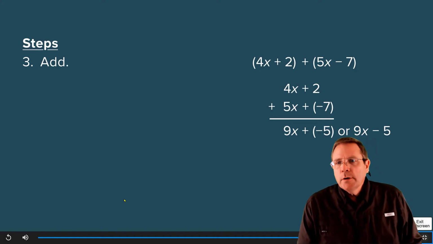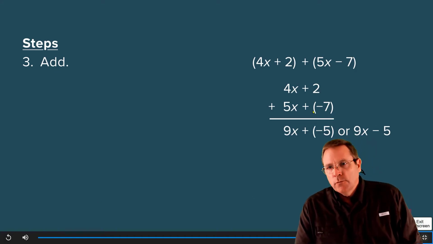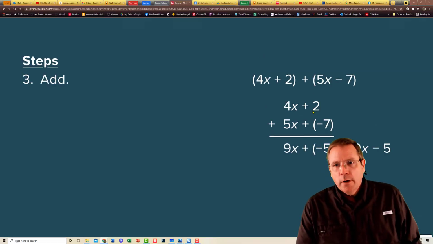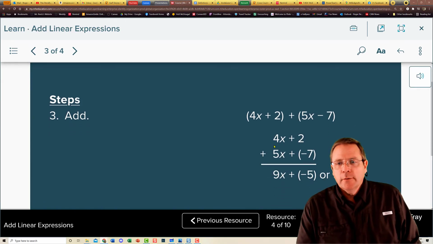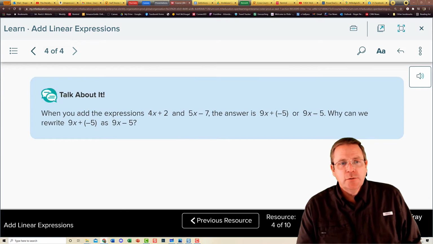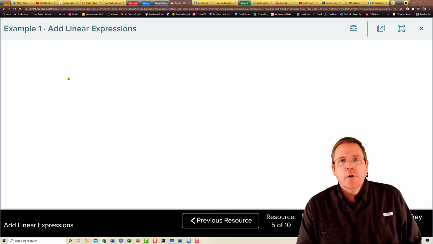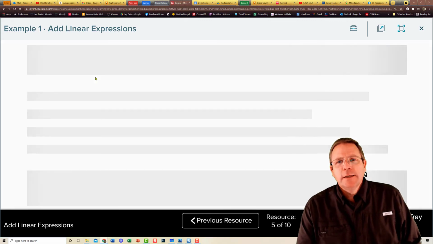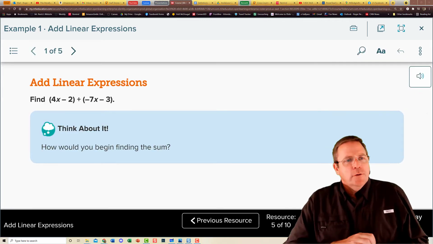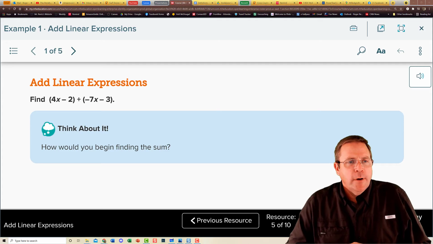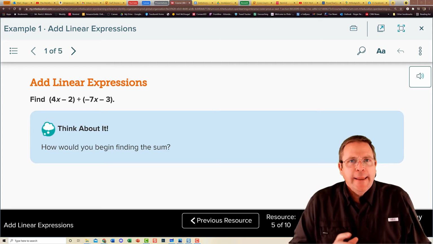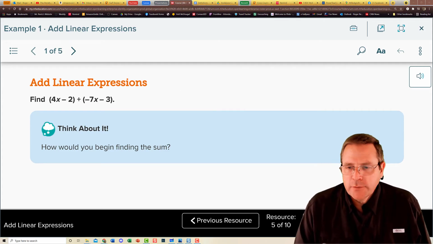That's a really good way to do it, using the columns. It helps you to group things, and it works well unless you end up having nonlinear equations or things that you're missing values of, like maybe you didn't have a constant in the first one. If that happens, things do tend to get a little bit confusing. So let's go ahead and work on example 1 together and see how it works. So we're going to find the sum of 4x minus 2 and negative 7x minus 3.